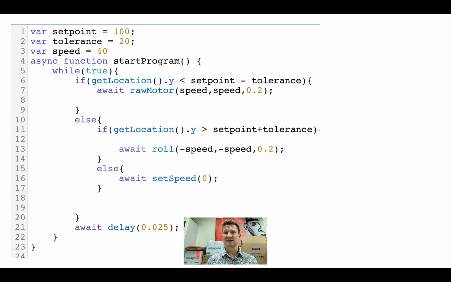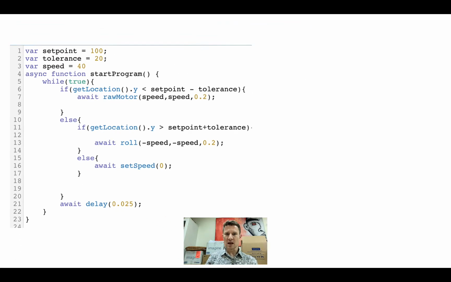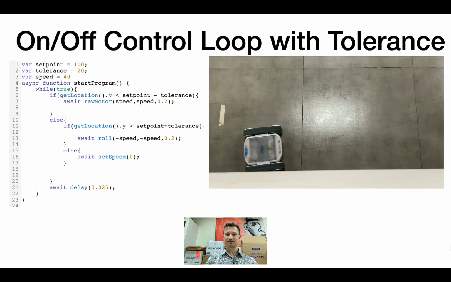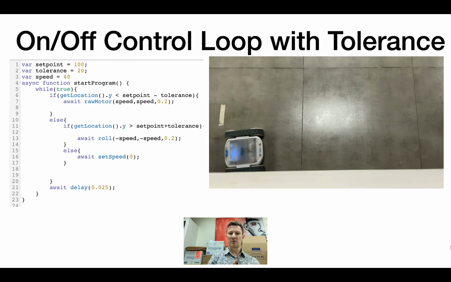And what that means is that the robot is going to run until it's within this range of the set point minus the tolerance or the set point plus the tolerance. And as long as the robot is within that range, the robot is just going to stop. And this might be good enough for a particular application that you're using. So when we look at the video of this actually running, you can see that it works pretty well. It goes back and forth a little bit, but once it's inside that distance, it stops. So that's pretty good.